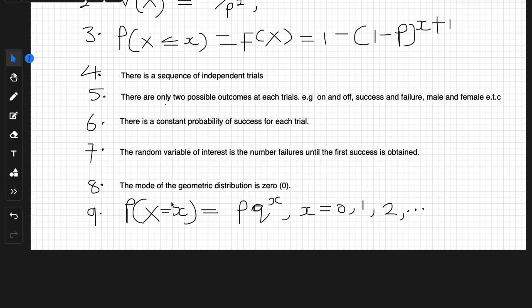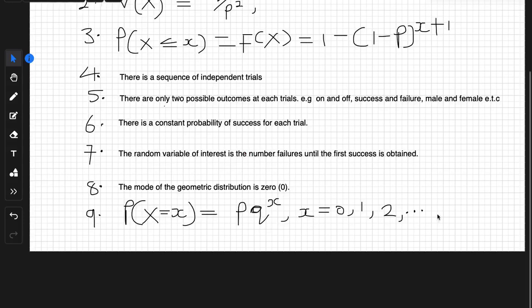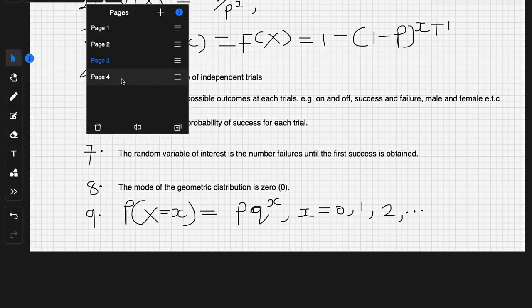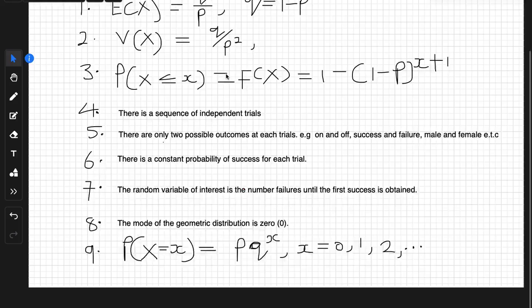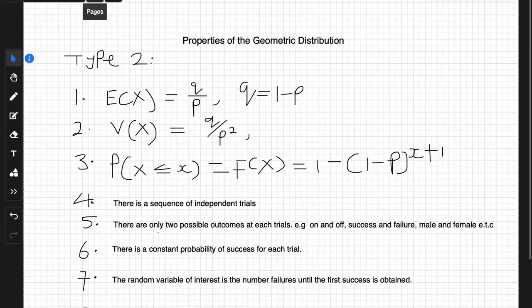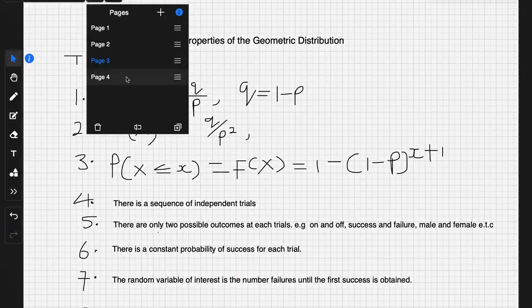And then the probability mass function is P multiplied by Q, all of these that you can see on the board. All right, so that differentiates the two of them. Now we have known this. Since we know the properties of geometric distribution, we know when it is to be used. We can look at some examples.